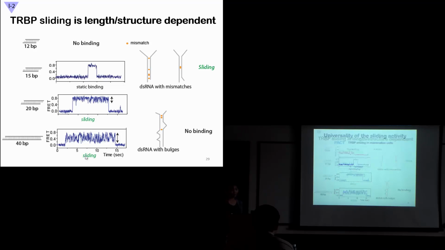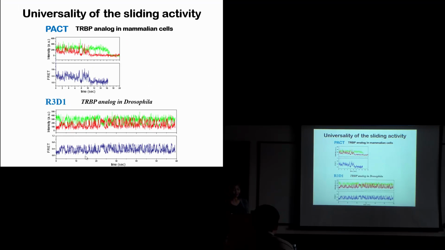And it turned out that these are two other orthologs or homologs of this TRBP protein. They have a very similar molecular arrangement. They also show sliding. And since this time, we've seen about 4 more proteins of this family which also slide. So at first, we thought this was a very unique activity of this protein alone, but it turned out to be a more conserved, universal activity. And so we are studying more of these molecule families.